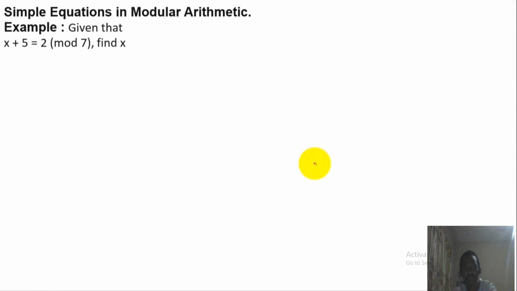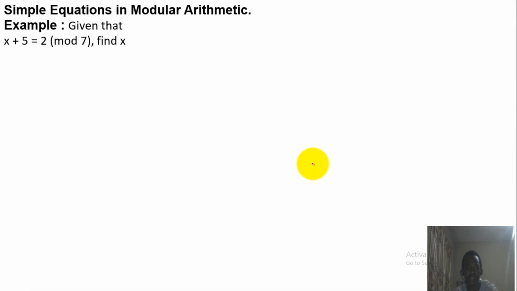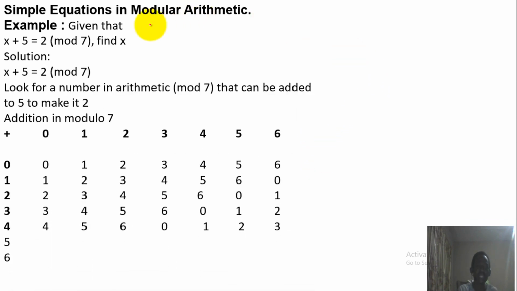Therefore, you have some of these particular questions. You have s plus 5 equals 2 in mod 7. You have to find s. How will you do this? Basically, in this particular case, what will you add in mod 7 that will return 2? If you try 1, 1 plus 5 will give you 6. 6 in mod 7 has remainder 6. It's returning 6, not 2.